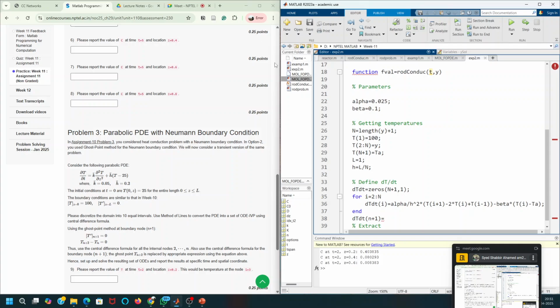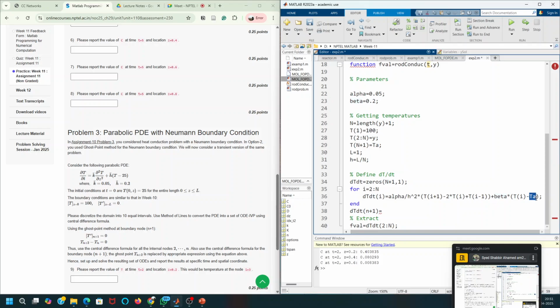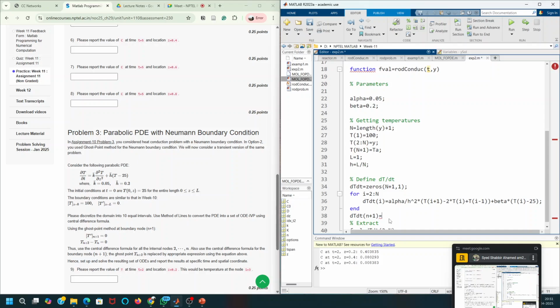K bar is 0.05, and beta is 0.2. And this is positive beta here. H bar is positive, so I am writing positive. And instead of TA, I'll write this as 25. Yes. Now I have this same thing. I'll just copy paste this.